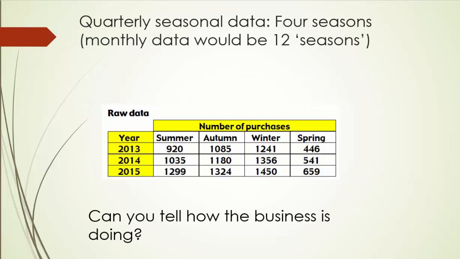Now we're dealing with some quarterly seasonal data here. 4 seasons. It's 1 year or less is seasonal data. In this case we have what we call seasons. If the data was monthly, we would have 12 so-called seasons. Anyway, we've got 3 years worth of data. Just by looking at the numbers only, can you tell how the business is doing? And I hope that you'll say, well, it's difficult, the numbers don't tell you very much.